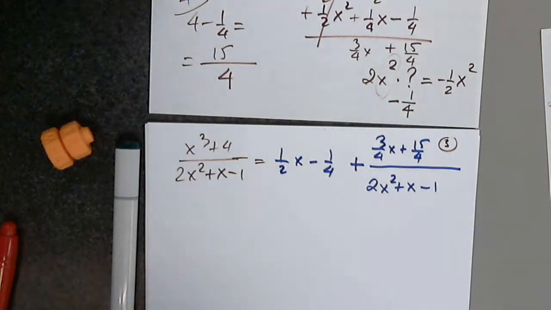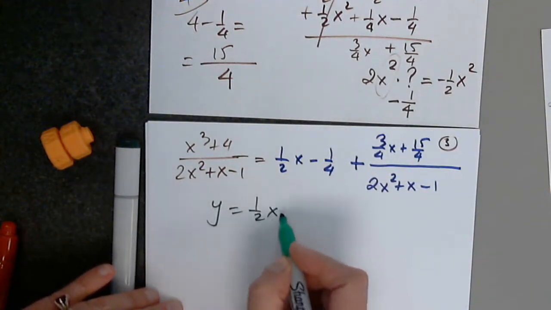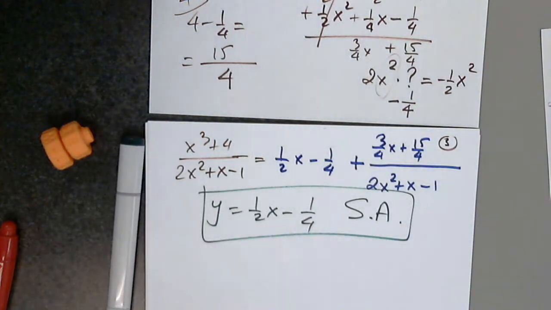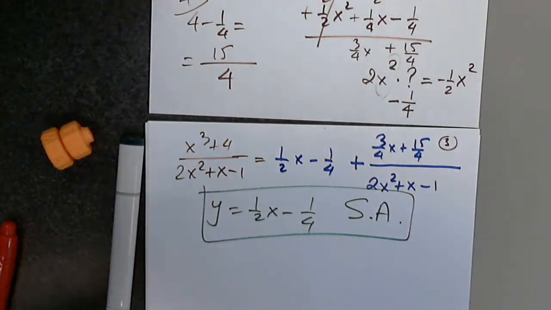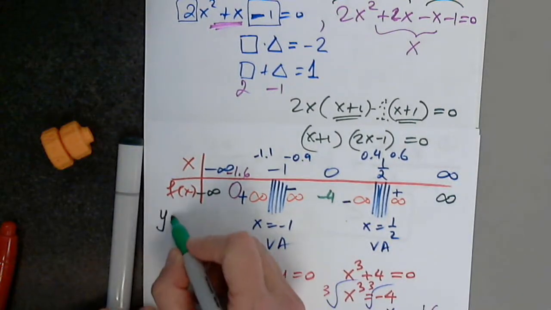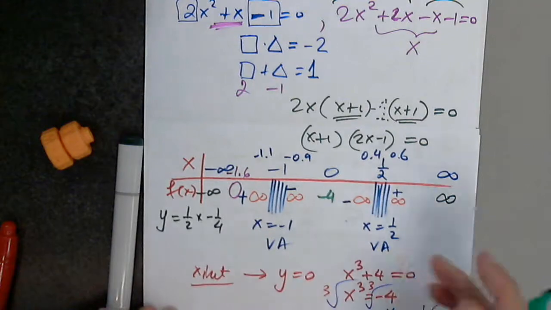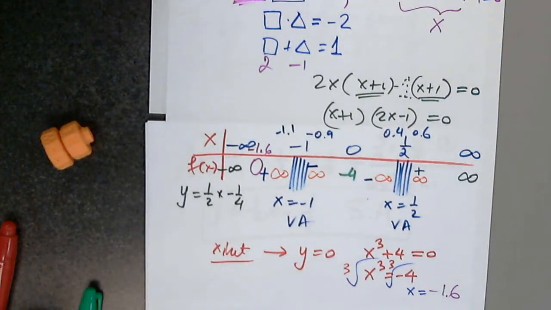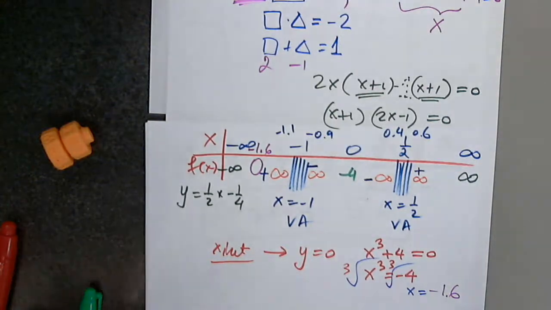So therefore, y equals 1/2 x minus 1/4 is the slant asymptote of this function. Since the slant asymptote looks like this, or it looks like this, tell me which one, and then we can put the end behavior. Exactly. Negative infinity to infinity, and the slant asymptote is 1/2 x minus 1/4. Is that clear? Good. So now we're ready to graph.